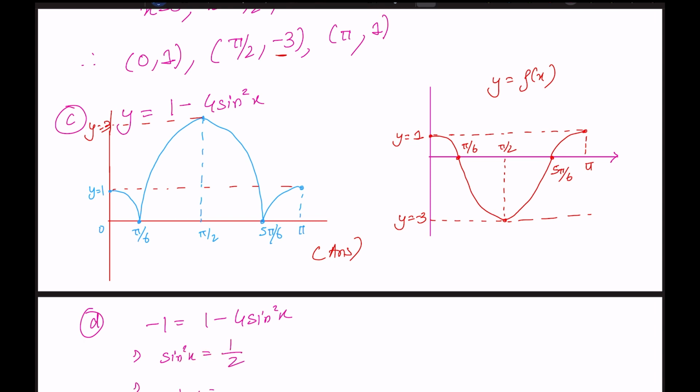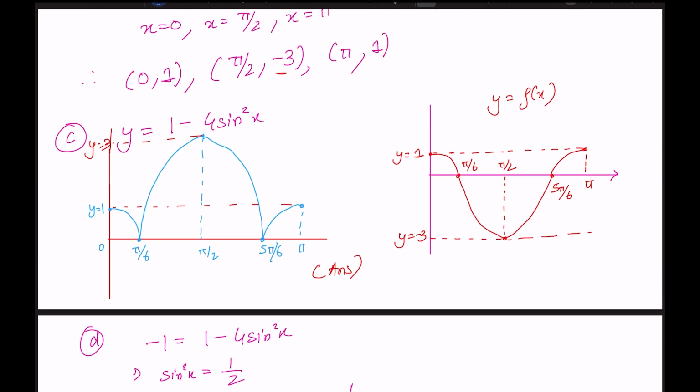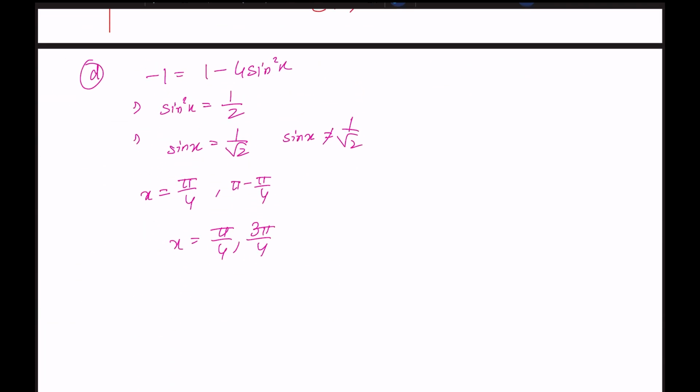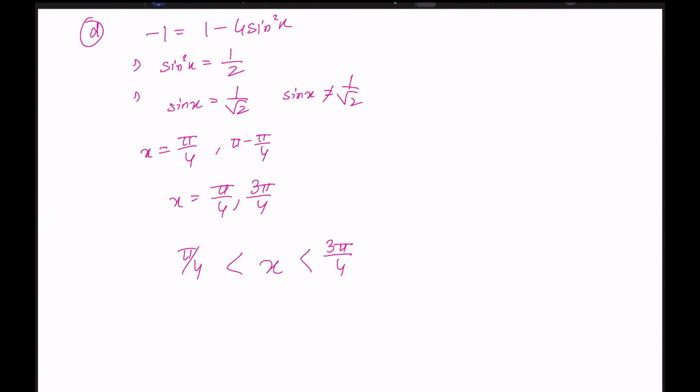So sin x would be equal to only 1 by root 2, and sin x will not be equal to minus 1 by root 2, because sin x does not become negative from 0 to pi. Sin x equals 1 by root 2. We'll have two solutions. One is x equals pi by 4, which is 45 degrees. Another one is pi minus pi by 4. The values of x are pi by 4 and 3 pi by 4. So here, this point is pi by 4, and this point is 3 pi by 4. The values of x in between pi by 4 and 3 pi by 4 will all satisfy the inequality that mod f(x) is greater than 1. Let's check again the question in case it's just greater than. So yeah, this will be the answer.